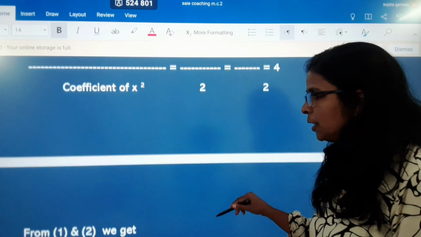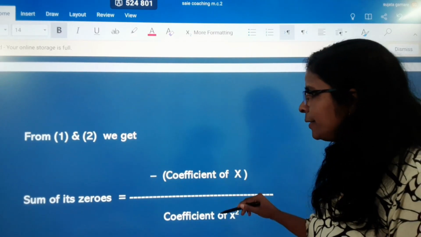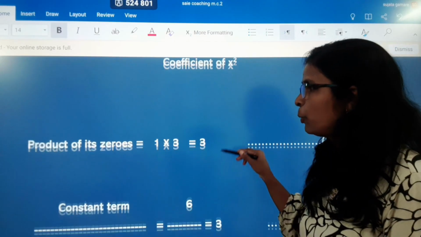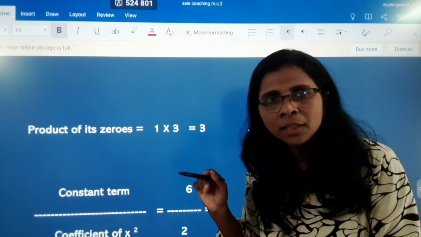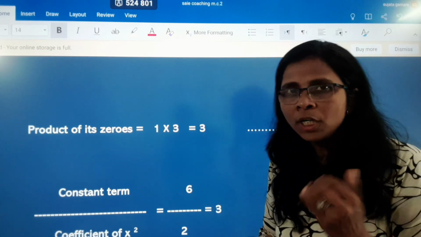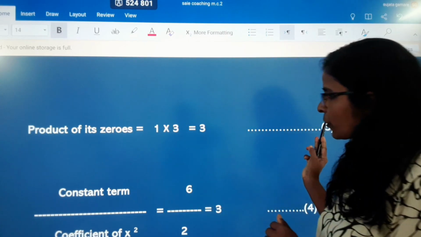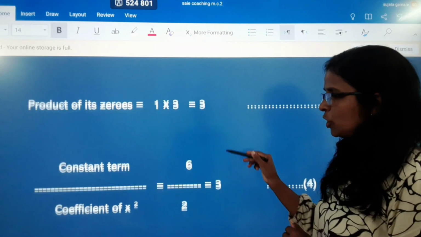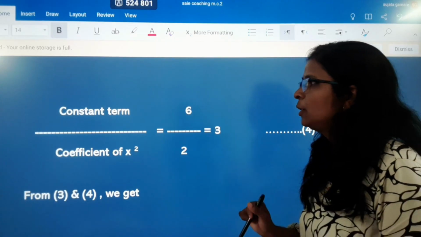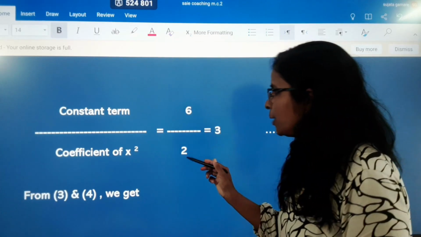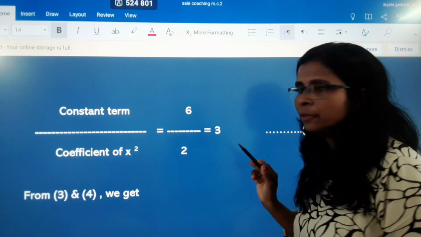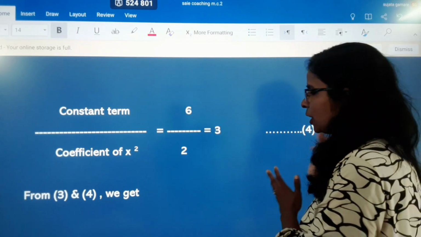Now see here the product of its zeros. Product of its zeros are 1 and 3. So the product will be 1 multiplied by 3, that is equal to 3. Call it as the third equation. Okay. Now here constant term upon coefficient of x square. So the constant term is 6 and the coefficient of x square is 2. So 2 3s are 6, so 3 here. Okay. So now call it as fourth equation.